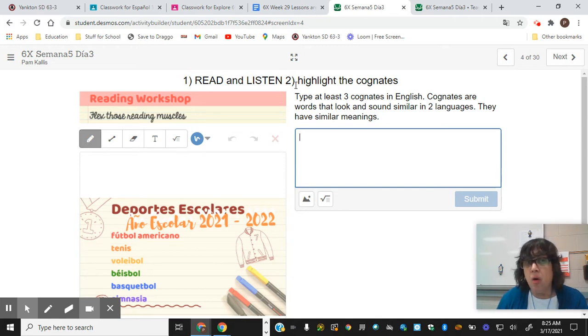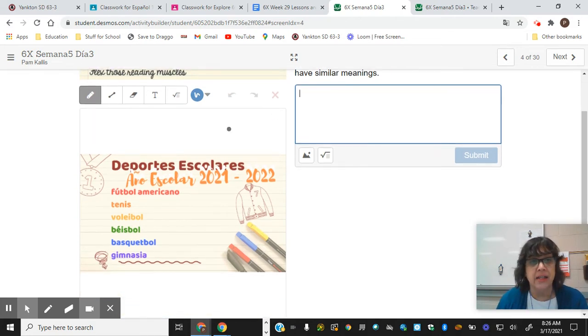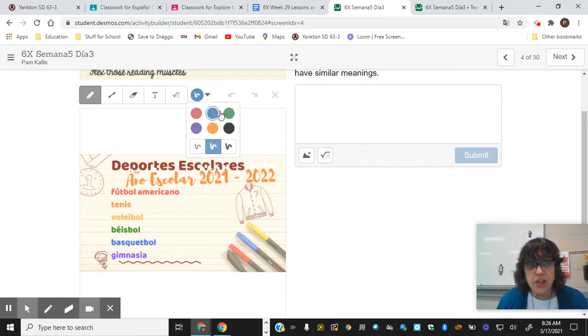Okay, now this is kind of fun. I can do this in Desmos. I want you to highlight the cognates. We're kind of learning how to do this program, so please do this today. You see the pencil? I've got the pencil chosen. And then you see this? It will let me choose a different color. And since I'm highlighting, I think I'm going to highlight in orange. Don't highlight in black. And probably purple's a little dark. I'm going to highlight in orange, and I'm going to make my pen thick.